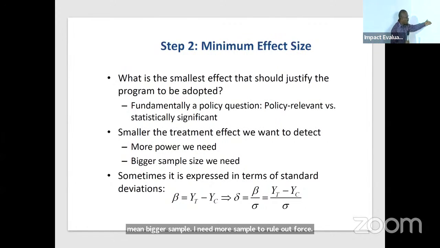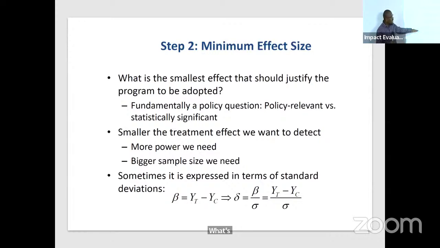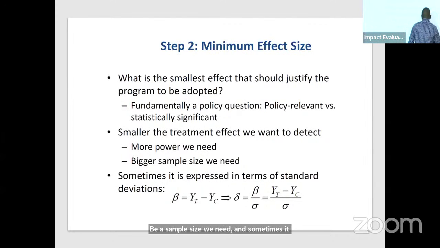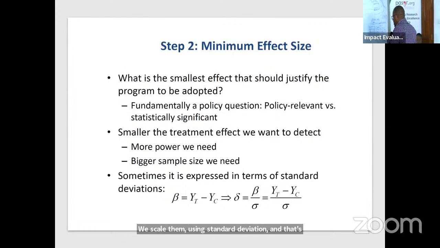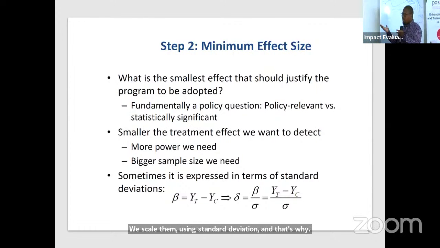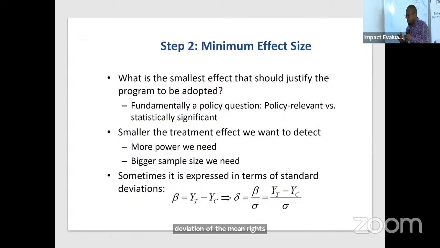We need a bigger sample size, and sometimes it is expressed in standard deviation. So this part, don't mind. The way we report some of these results, we scale them using standard deviation. That's why if you read reports, they say 0.5 standard deviation of the mean, right? Essentially, you do everything as a ratio of standard deviation. It becomes easier to interpret.